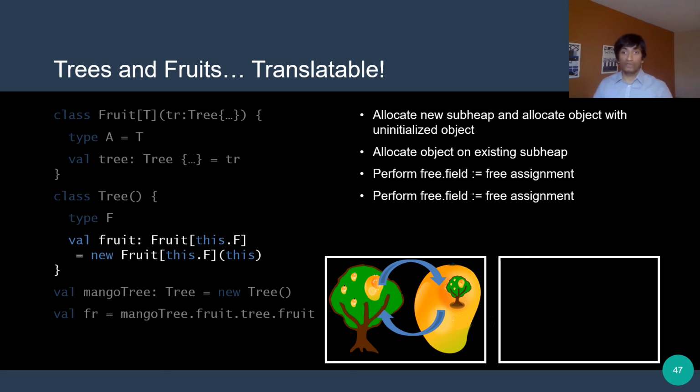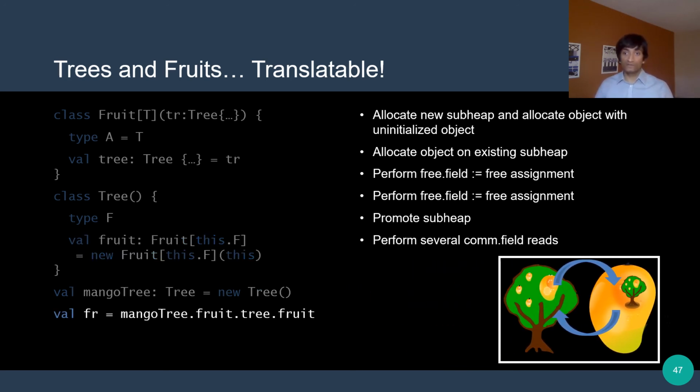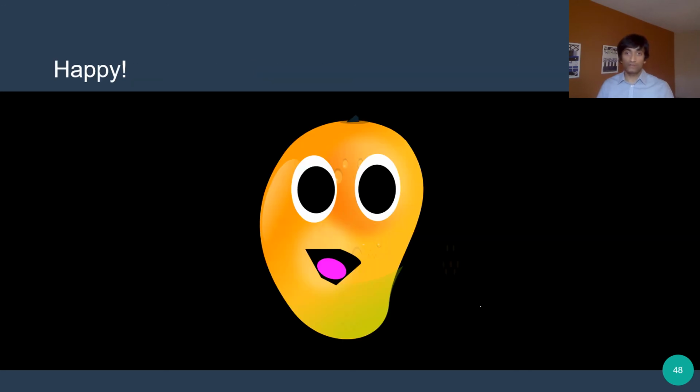Now, both the tree and the fruit are fully initialized and null-free, so we can promote the objects to be part of the committed heap. Lastly, we perform several field reads on committed objects. This time, we're truly happy.